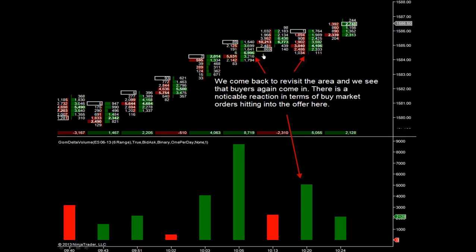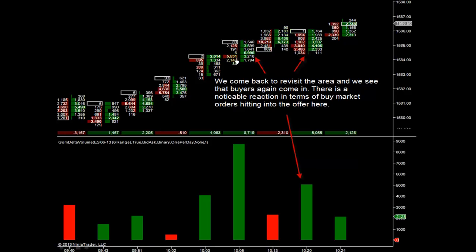We've got our initial volume cluster here. We've moved up 7 ticks. And if we look at the overall move, from the low of the day up to this point is a 6.5 point move. And most people who've been watching the ES for any length of time will tell you that an 8 tick pullback is quite normal.